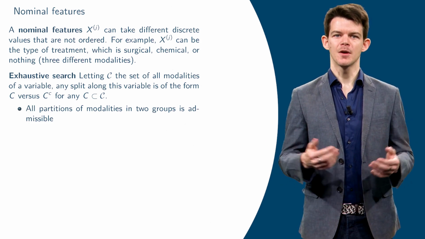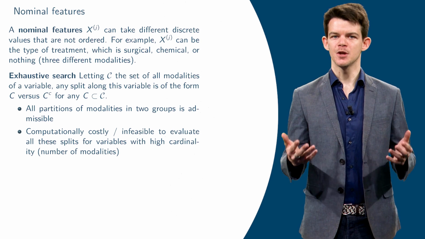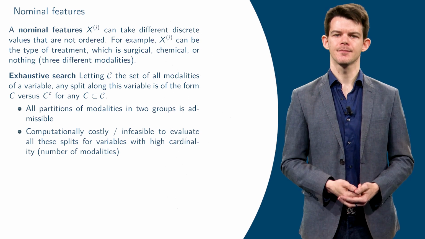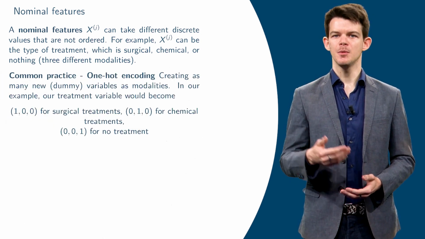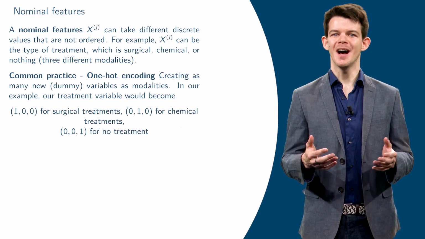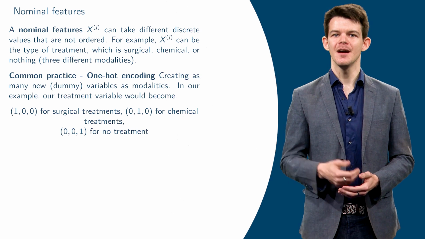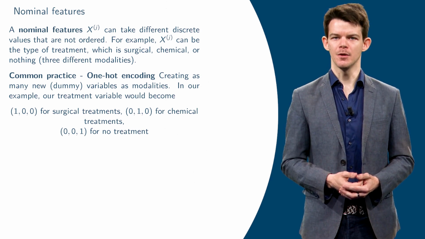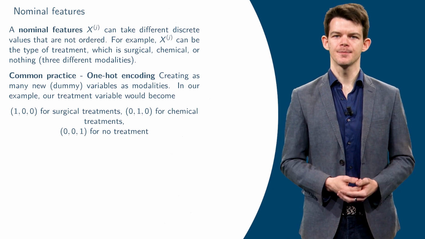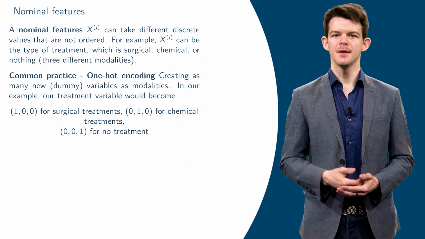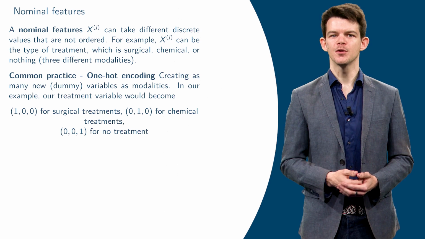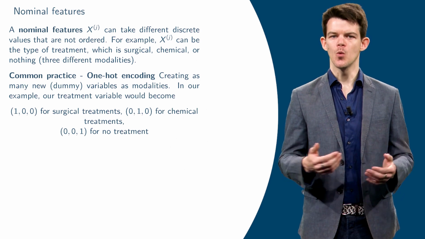However, finding the optimal cut among all these cuts is often computationally impossible, especially for variables with a large number of modalities. One-hot encoding is a commonly used substitution technique. It consists in separating the nominal variable into as many 0-1 binary subvariables as there are modalities in the initial variable. The subvariables thus created are called dummy variables. A modality of the initial variable then corresponds to all the dummy variables equal to 0, except the one coding for the modality in question, which is equal to 1.